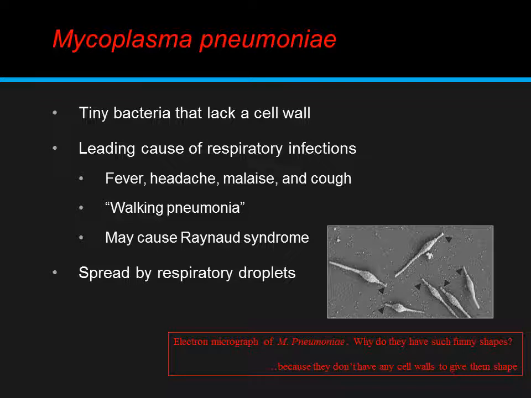Mycoplasma pneumoniae. For a long time, they couldn't figure out if this was a bacterium or what, but eventually they realized that yes, it's a little tiny bacterium, but it doesn't have a cell wall. It's a big cause of respiratory infections, and the classic infection leads to something called walking pneumonia. The name walking pneumonia refers to the fact that this isn't the kind of pneumonia that's going to knock you flat and send you to bed.